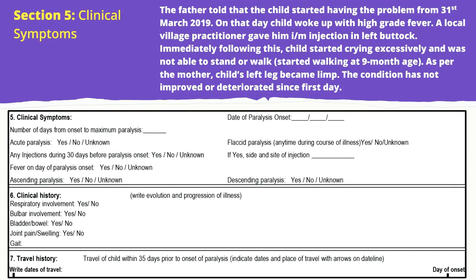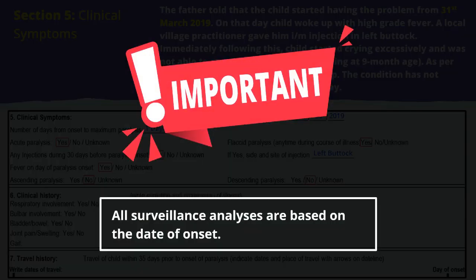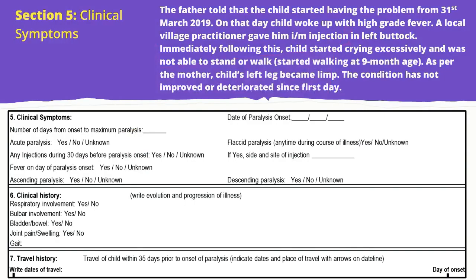Section 5 is on the clinical symptoms. Fill the number of days from onset to maximum paralysis, type of paralysis like acute, flaccid, ascending or descending, as well as any history of injections during 30 days before paralysis onset. Date of paralysis onset is 31st March, and this is most important date for all the epidemiological analysis.